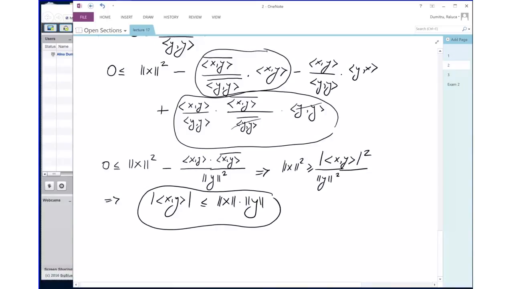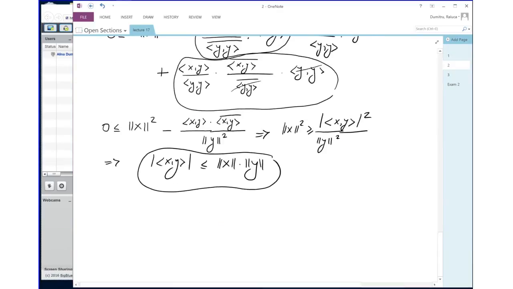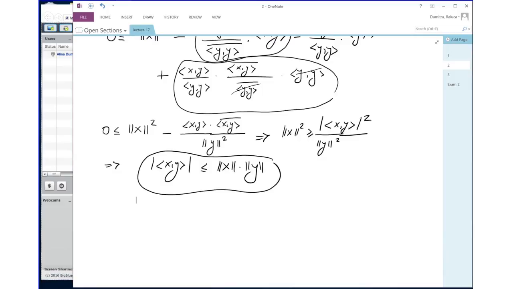This is what Cauchy-Schwarz says. Take the square root of both sides, everything is positive. And now, this holds for any inner product and its associated norm and any kind of vectors, right? So this now you can translate into whatever situation you're dealing with.